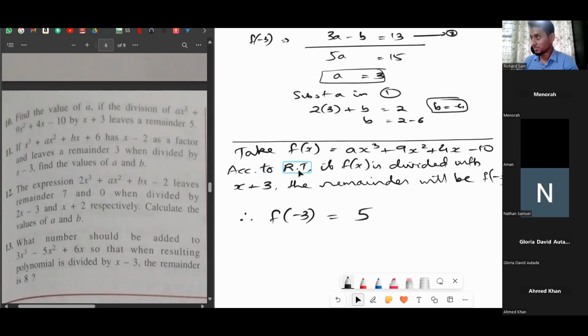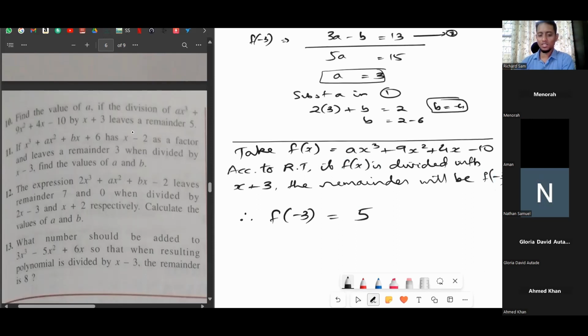What is the remainder? Not 5. 5 is given in the question, that we know. But according to the remainder theorem, what is the remainder? f of minus 3. That's your statement. And then in the next step, we'll write, therefore f of minus 3 is 5. How do we know it's 5? It's in the question. But what does the remainder theorem give you? It gives you that the remainder is f of minus 3. Is that clear, everyone?